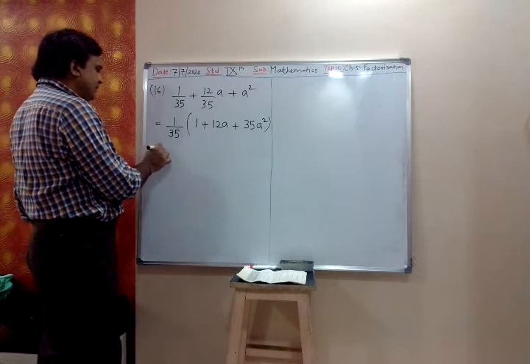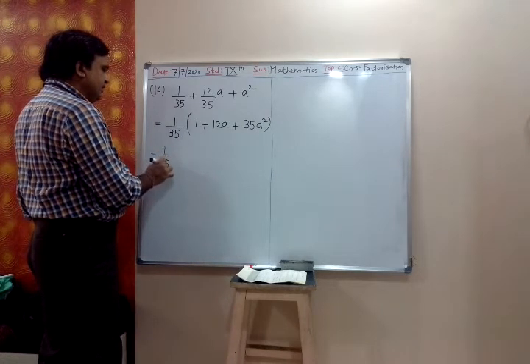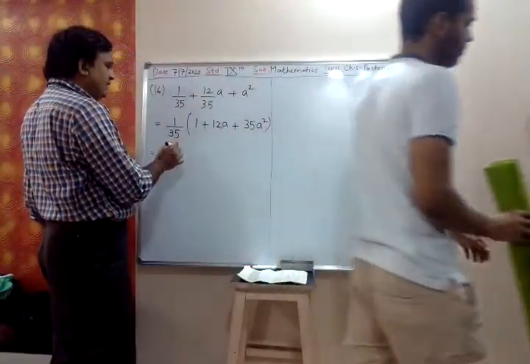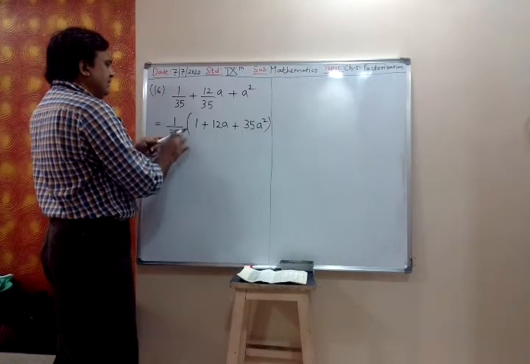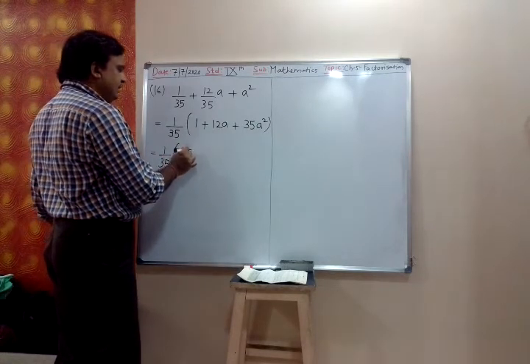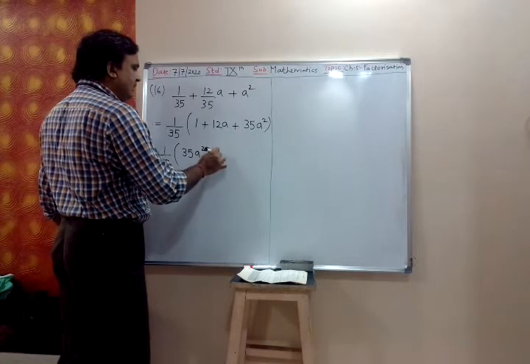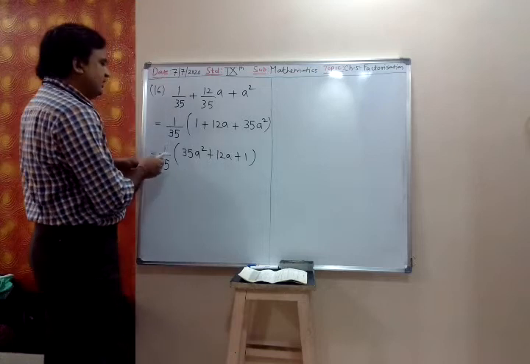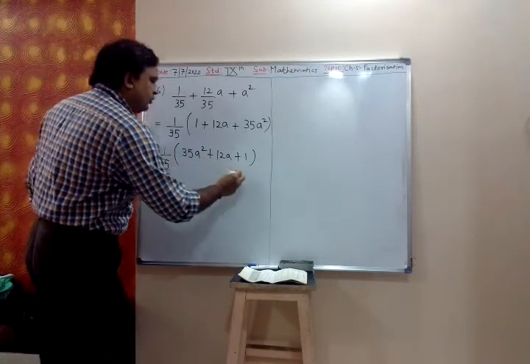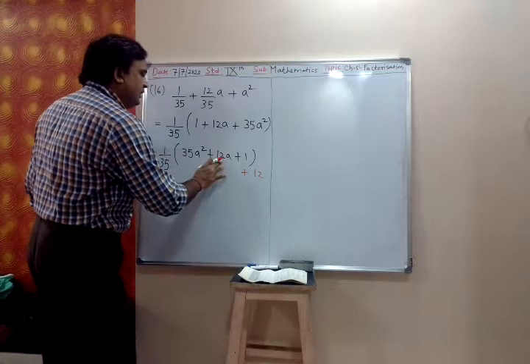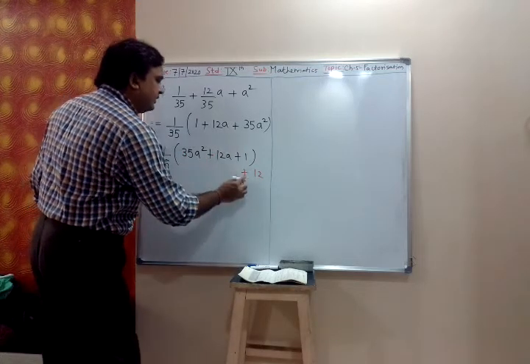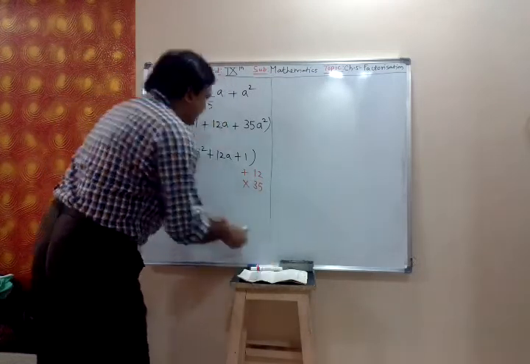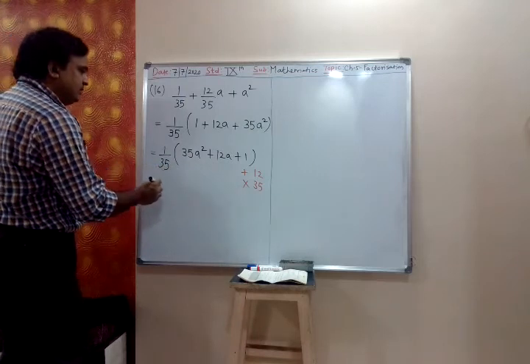Now this bracket we have to simplify, which is a quadratic equation. Now find two terms. Yes, cancel it with the denominator, no? So I will rewrite 35a square plus 12a plus 1. Now this is a quadratic equation. Find two numbers whose sum is 12 and multiplication is 35 into 1. Yes, 7 and 5. When you add 7 and 5, you will get 12. When you multiply, you will get plus 35.